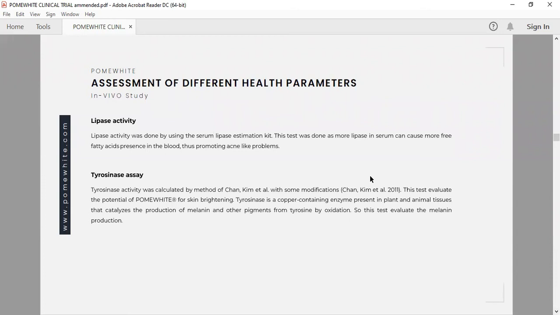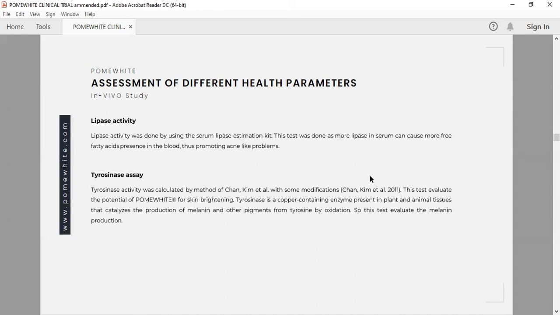Then the most important activity that we have measured with the help of a kit is the estimation of lipase. Again, the lipase estimation kit was used, and the percentage of lipase activity was calculated according to the manufacturer's protocol. Because this lipase is increased in the bloodstream of acne people. Then we have tyrosinase activity measurement. Again, the percentage activity of the tyrosinase was measured.